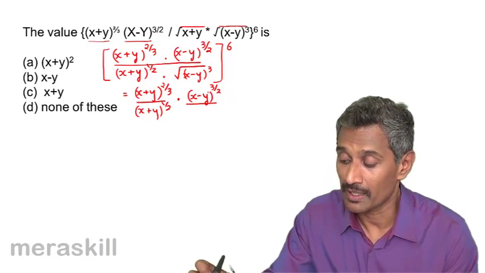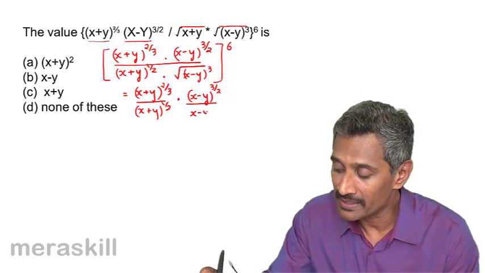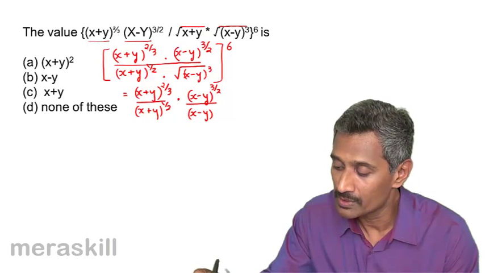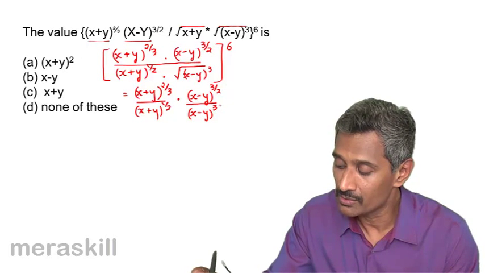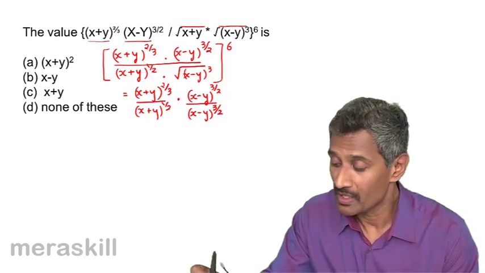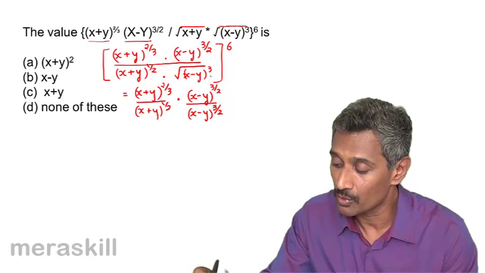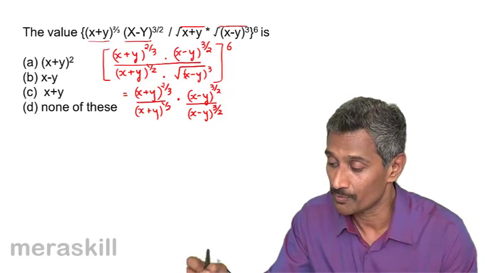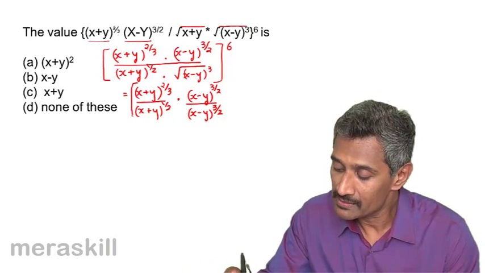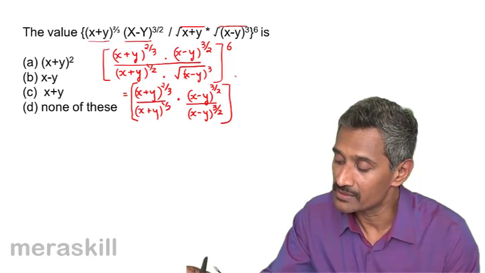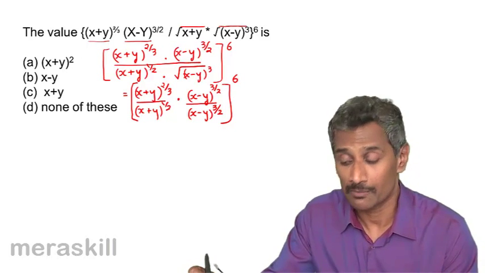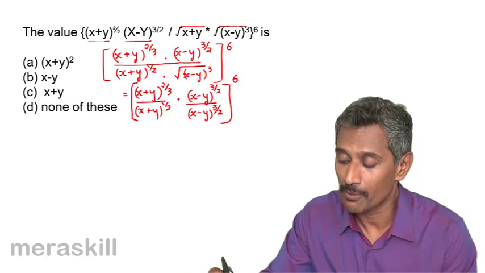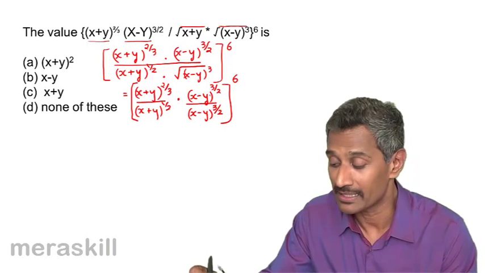Now coming to this one, this is actually x minus y the whole cube. So it is x minus y the whole cube raised to 3 by 2. Since it is square root of that, it's x minus y the whole raised to 3 by 2. And this whole thing has been raised to 6. So in this particular problem, you're using the rule a raised to m upon a raised to n is a raised to m minus n.